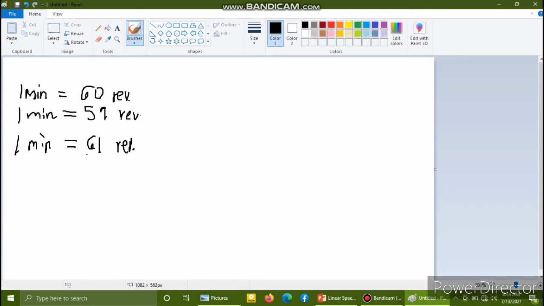To get the average speed of an engine, we need to add these, and the result is 60 plus 59 plus 61, which is equal to 180. So 180 we divide by 3, and the answer is 60 revolutions per minute.